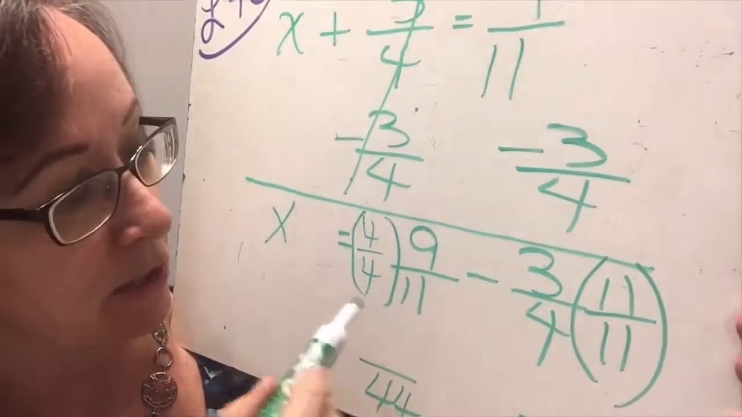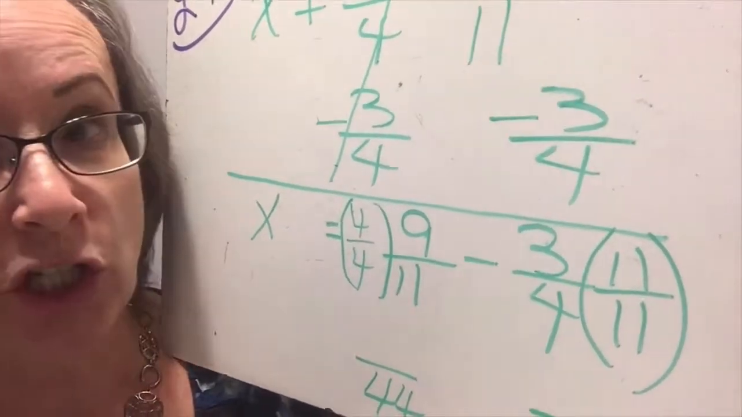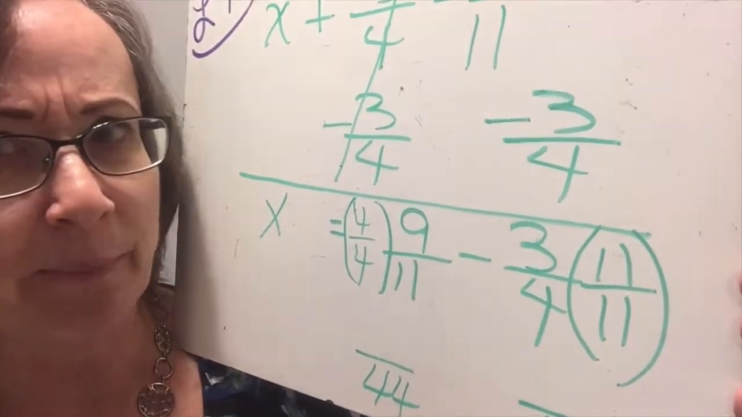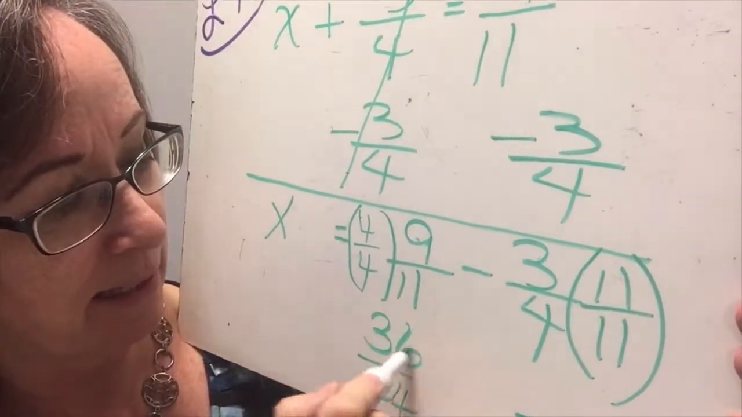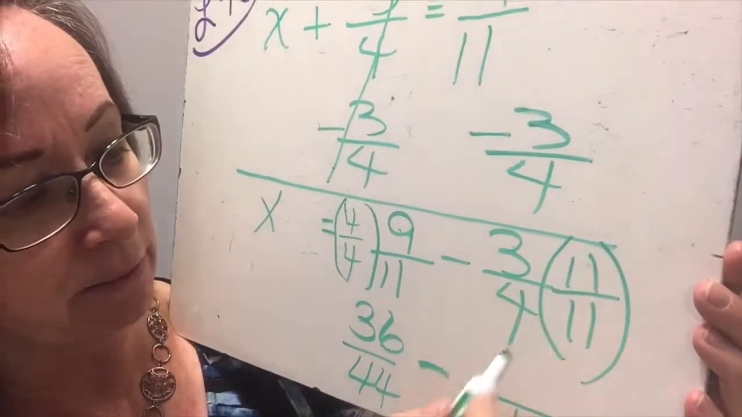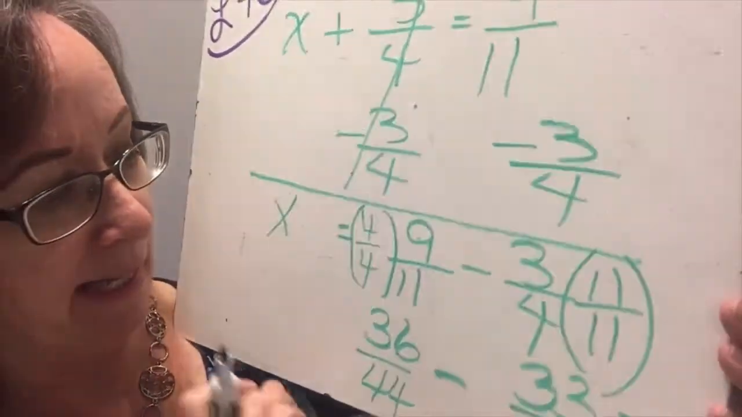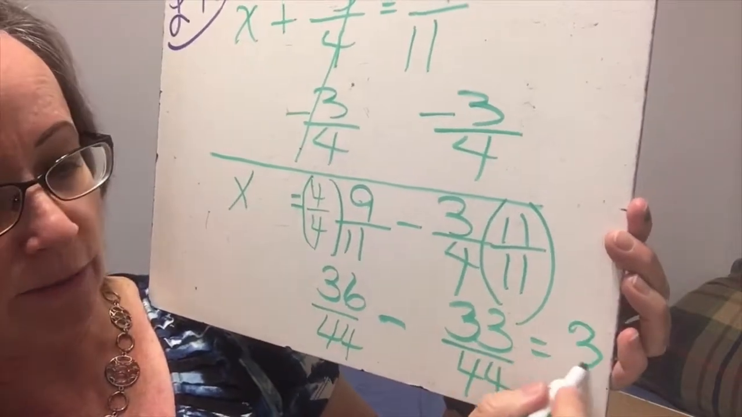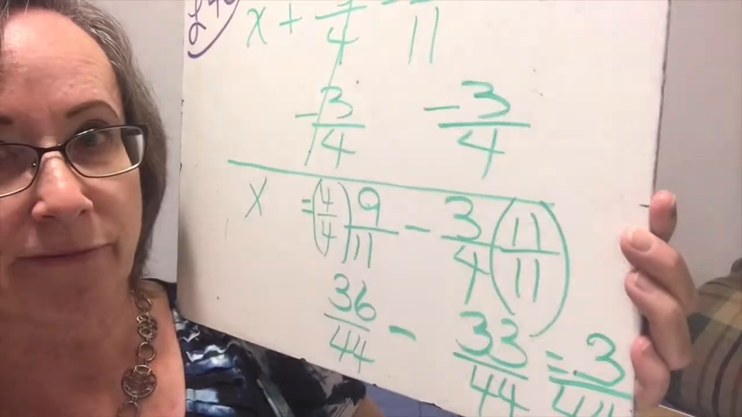So let's see what our fractions are. We always multiply by 1 because then we don't change the number, we just change its form. We can multiply or divide by 1 and nothing changes. Okay, so we end up with 36 over 44 minus 33 over 44, and the answer to x is going to be 36 minus 33, which is 3 over 44. Ha, don't you love fractions?